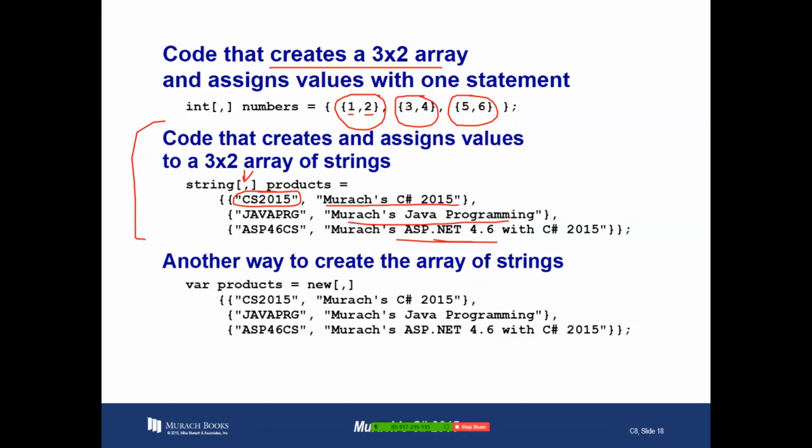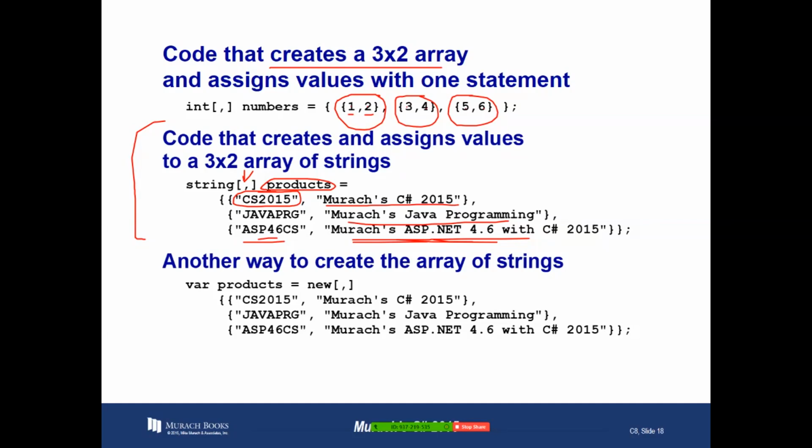Anyway, so this is the third row of this string array named products, and this is the first element of that row, and this is the second element of that row. So that's one way of creating this two-dimensional string array.